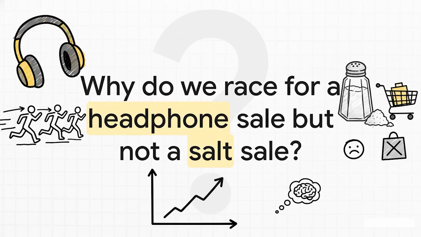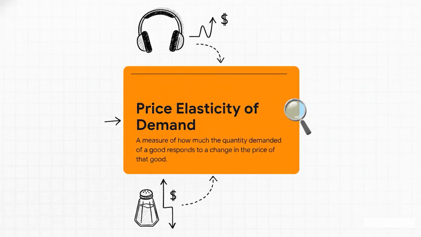Well, there's a powerful economic concept that explains this perfectly. And here it is. The big idea is called price elasticity of demand. Now, I know it sounds a little bit stuffy and academic, but it's actually super simple. It's just a way to measure how much our buying habits change when a price changes. It's a secret key to solving our whole headphones versus salt mystery.